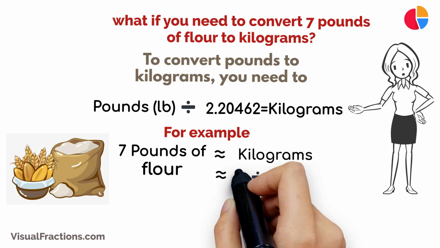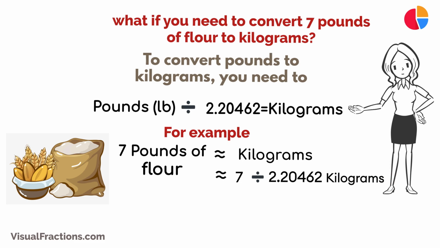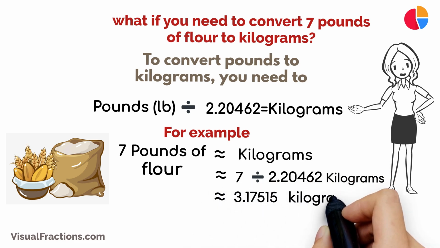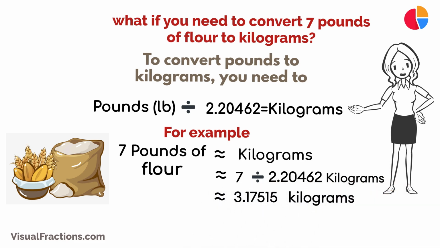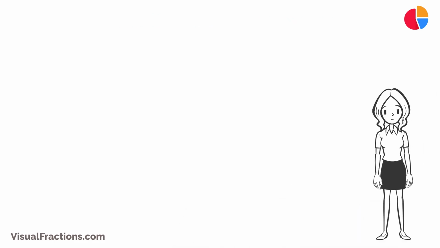We start by dividing 7 by 2.20462. This gives us approximately 3.17515 kilograms. But wait, we should round this number to the nearest hundredth, so our final answer is approximately 3.18 kilograms. And there you have it.